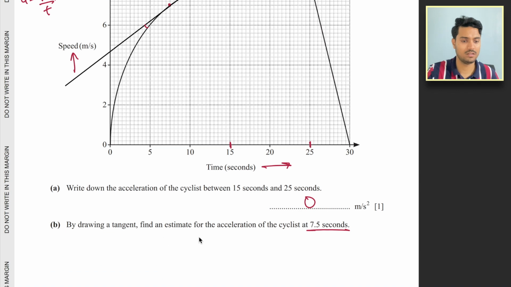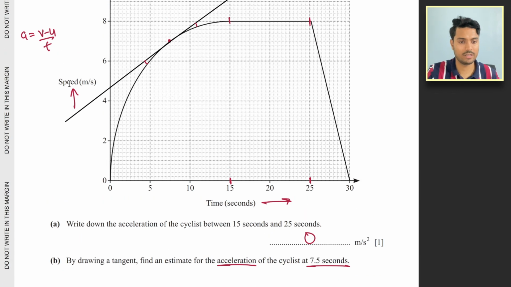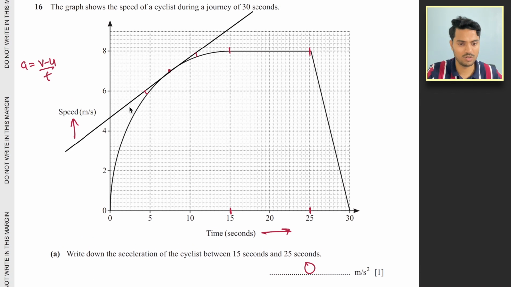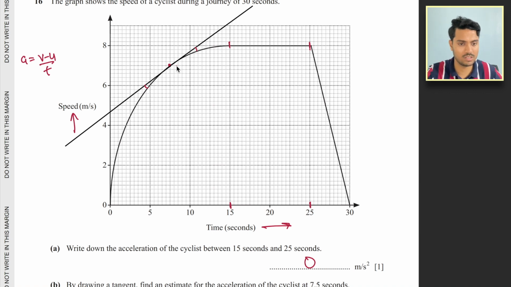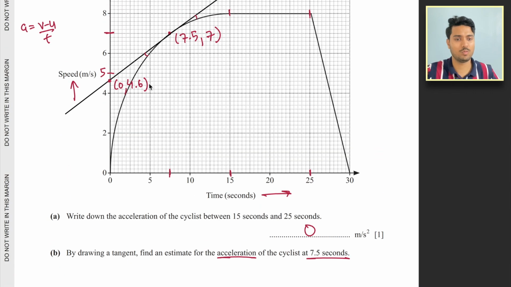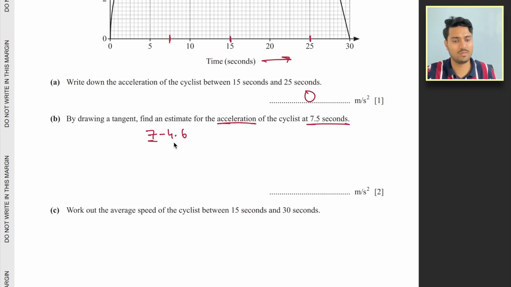So we have to find the acceleration, which is rate, speed upon time basically. That means we have to find the gradient of this line to get the acceleration. So this point I'm going to consider is 7.5 comma 7. And I'm taking this other point, which is 0 comma, let's say 3. No, this is 5, so this is going to be 4.6, not 3. So 4.6. Let's find it out: 7 minus 4.6 divided by 7.5 minus 0. That's going to be the acceleration.